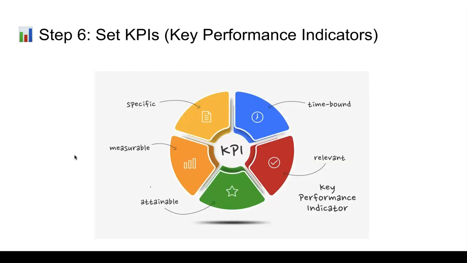Okay, step 6, you want to set KPIs, key performance indicators. So you need to know what your KPIs are. You need to track what matters. You need to align your metrics with your goal. If it's traffic, then you want to focus on cost per click or click-through rate. If it's sales, then you want to track return on ad spend or cost per conversion.